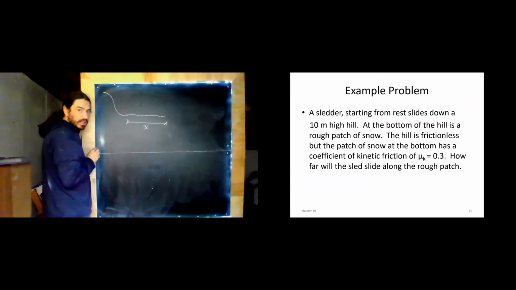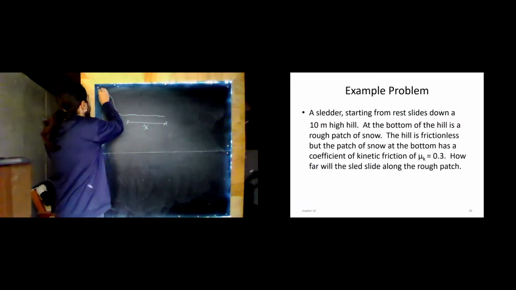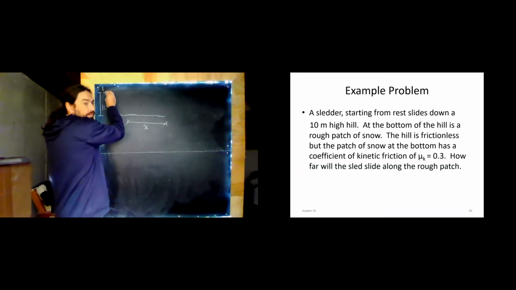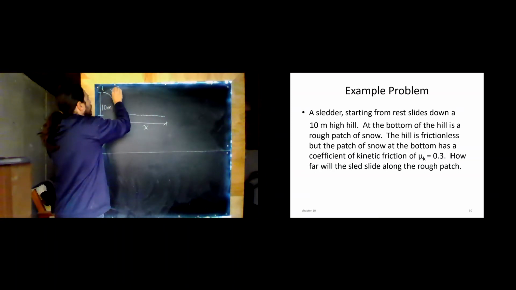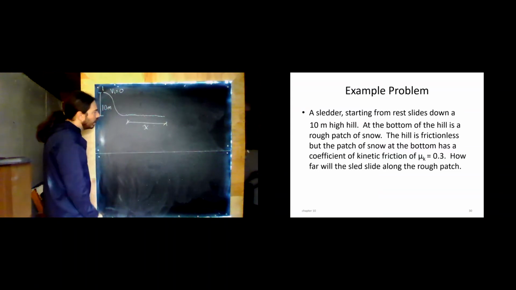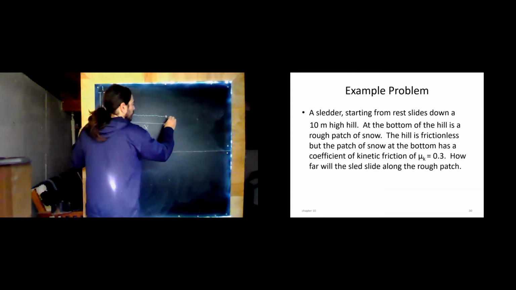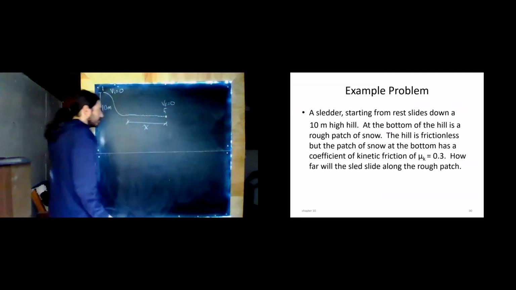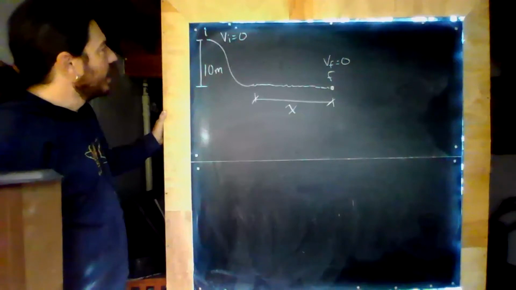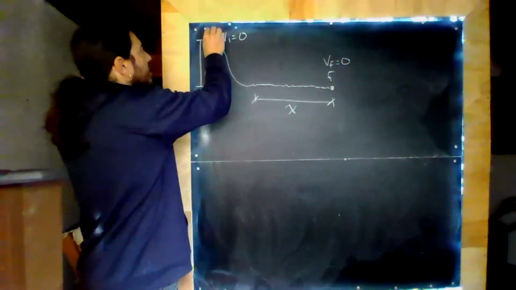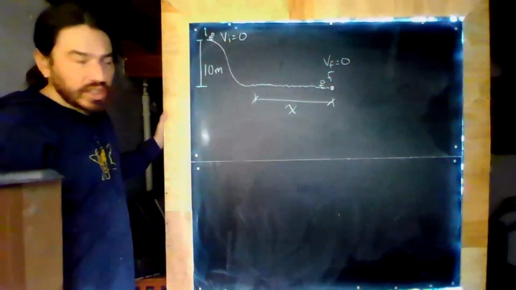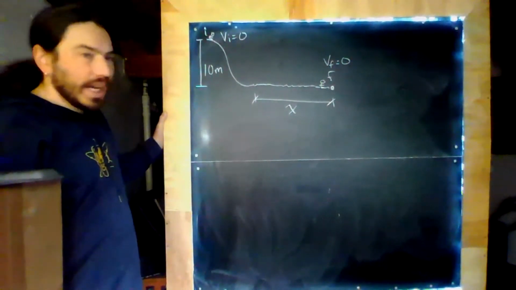We don't know how far he went along this rough patch of snow. There's my initial point up here, and he starts from rest. So up here, v initial equals zero. That's my initial point. I'm going to pick my final point over here, and he stopped there too, isn't he? Okay, there is my visual overview. Here's my slider, I suppose. I've picked my initial and final points, and I've drawn my sketch.